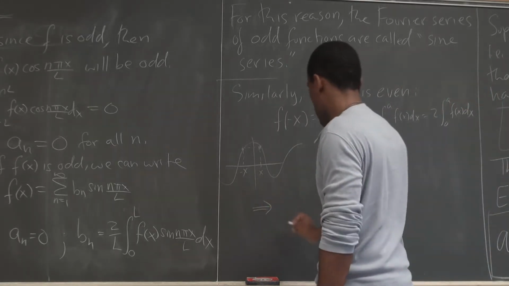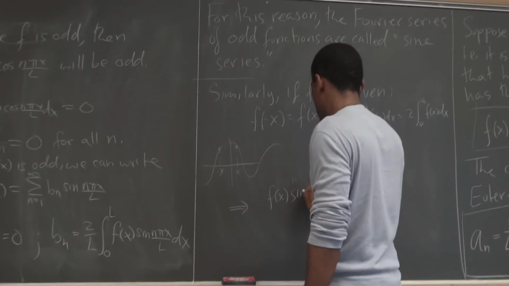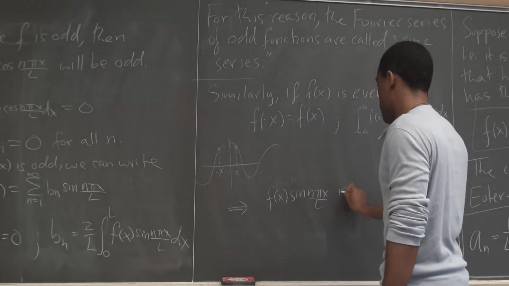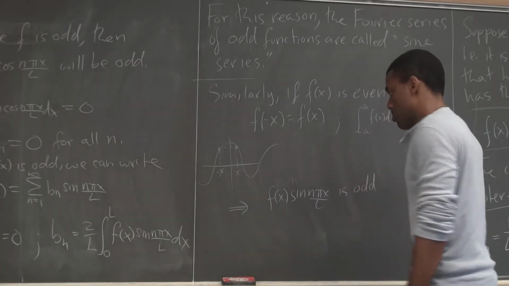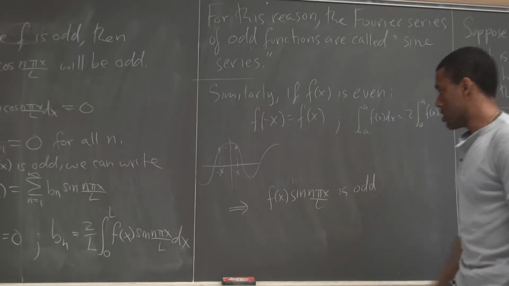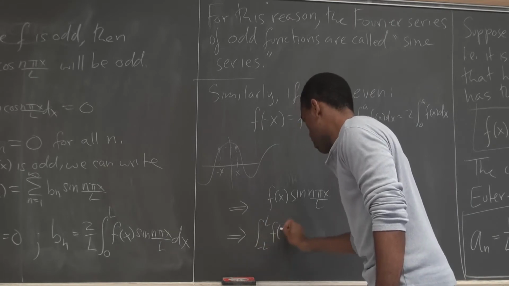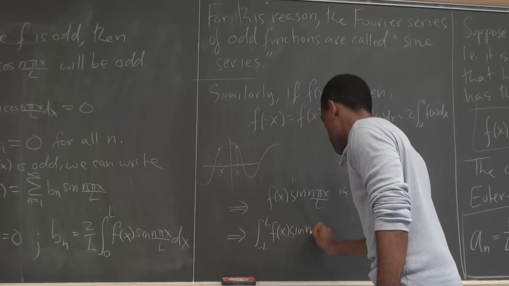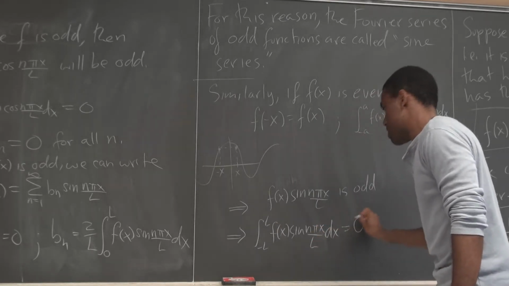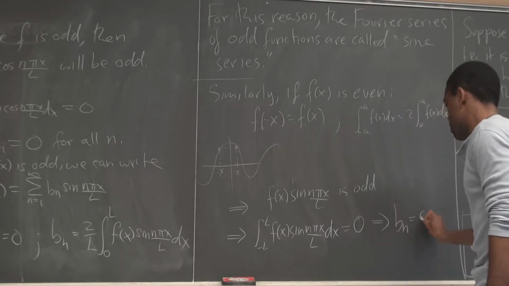This means, for example, that f of x times sine n pi x over L is odd, because an even function times an odd function is an odd function, which means if I integrate this from minus L to L, I will get 0, which means all the bn's will be 0.